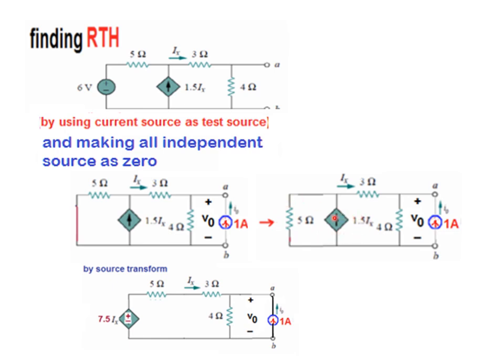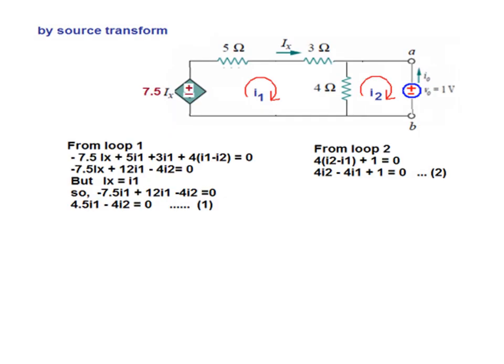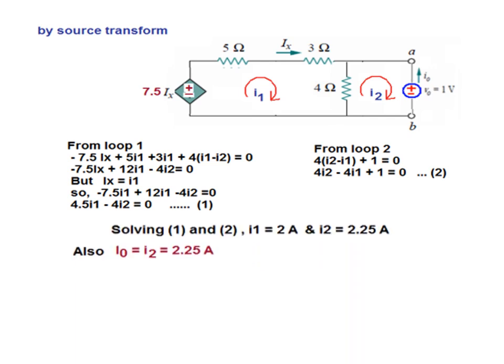Transform this part into a voltage source along with the resistance in series, and then you write the two loop equations, loop 1 and loop 2. Remember, we need to find I naught, that is I2. So solving these two equations, we find I naught to be 2.25 amperes and R Thevenin is now voltage 1 volt divided by the current, which is 0.44 ohms.